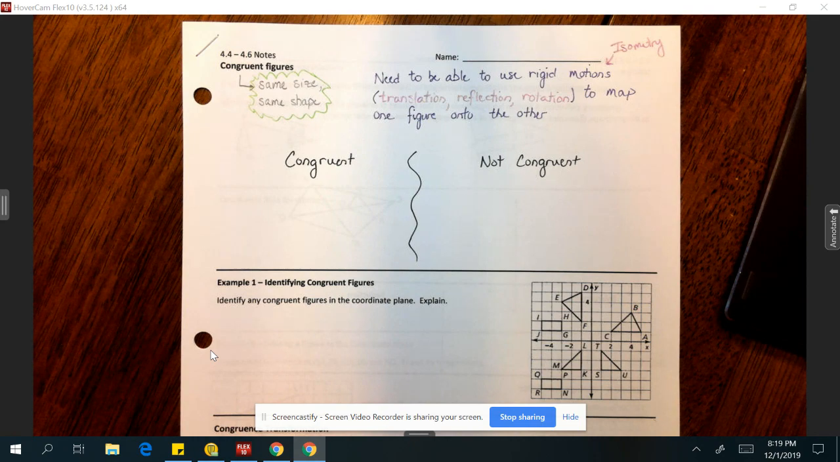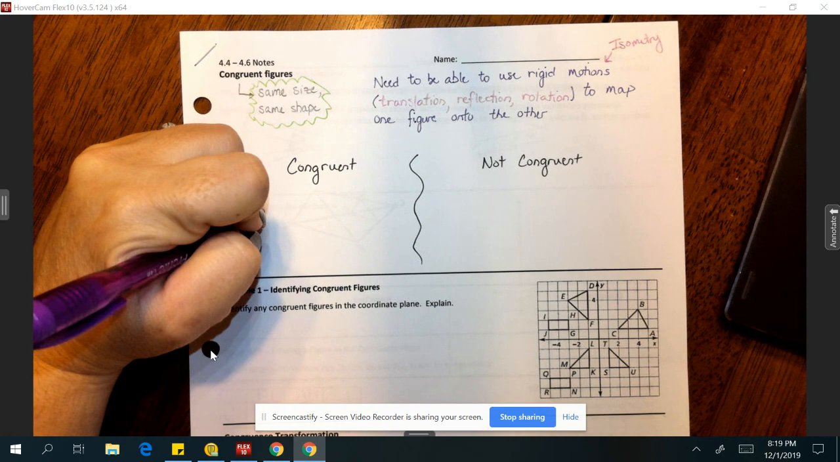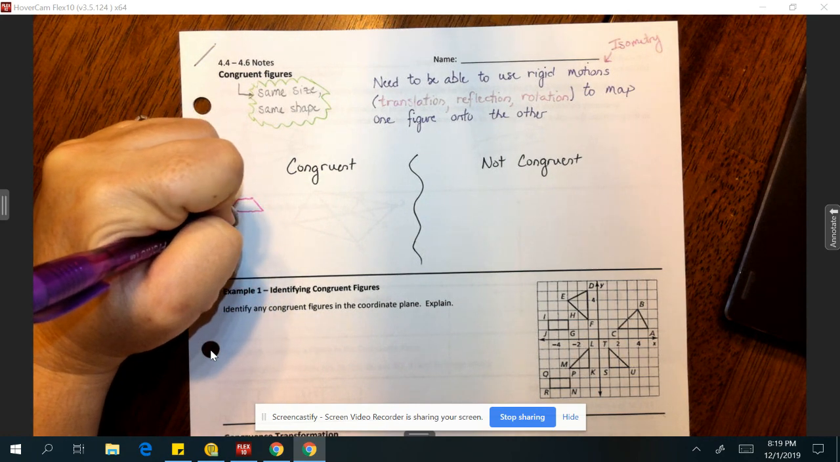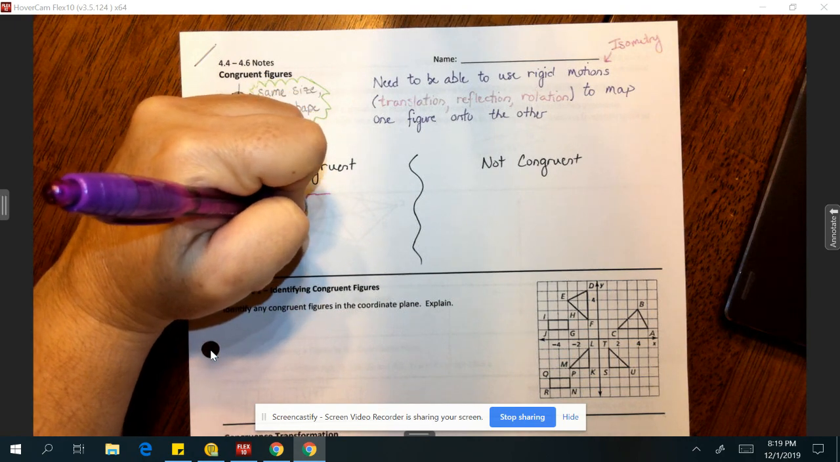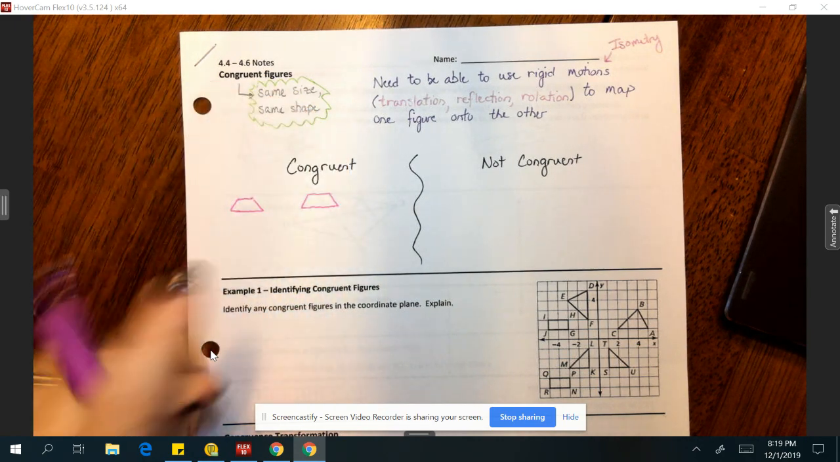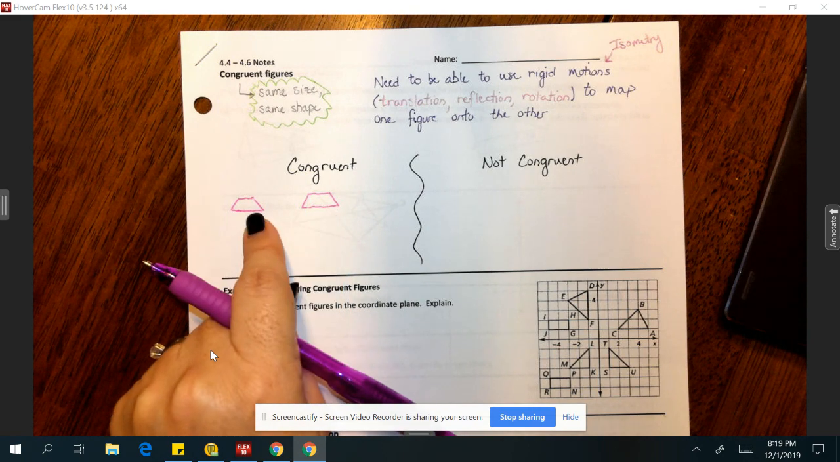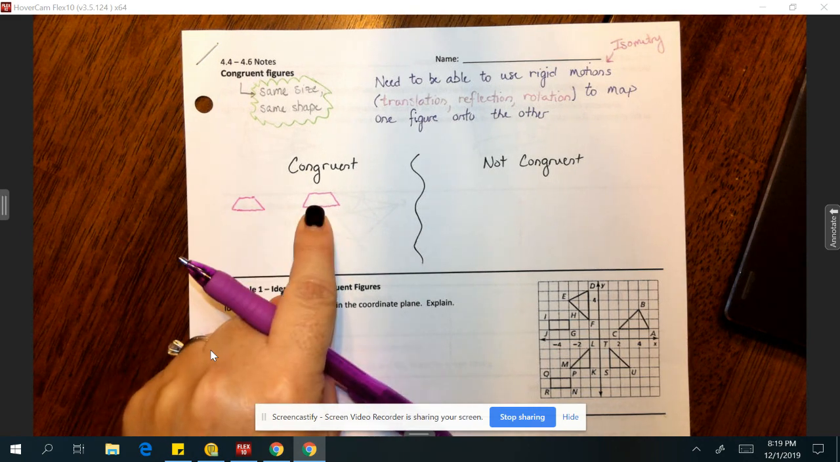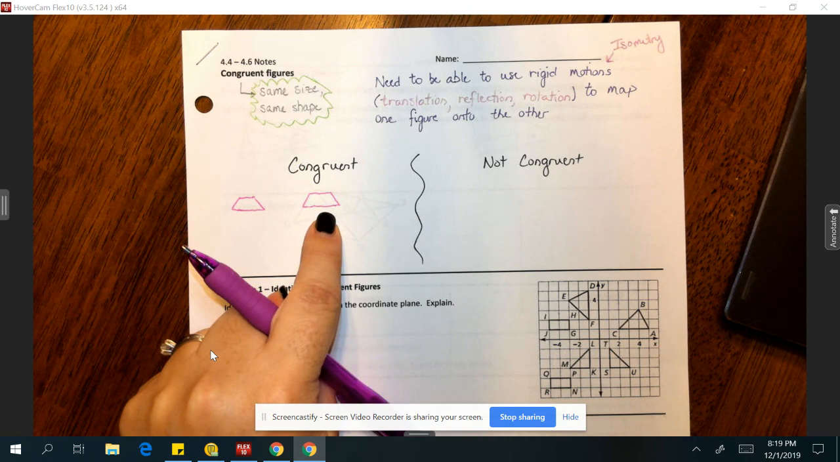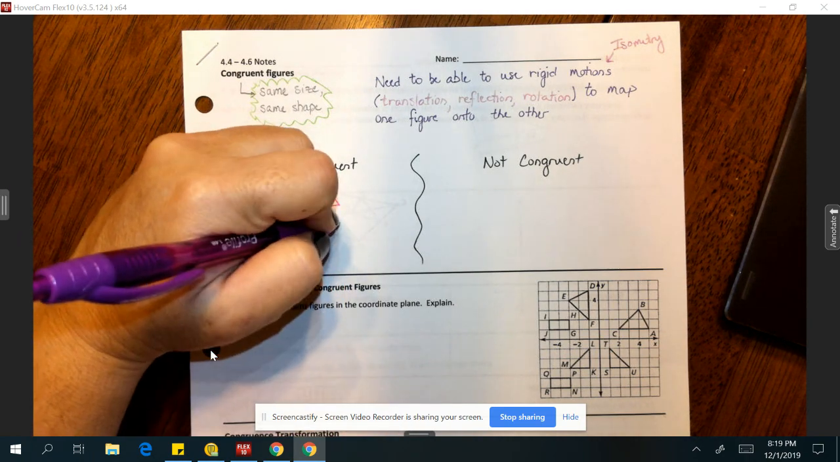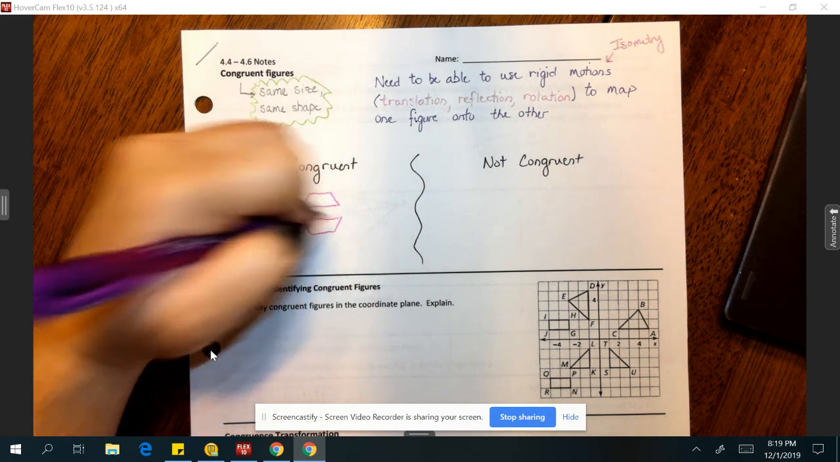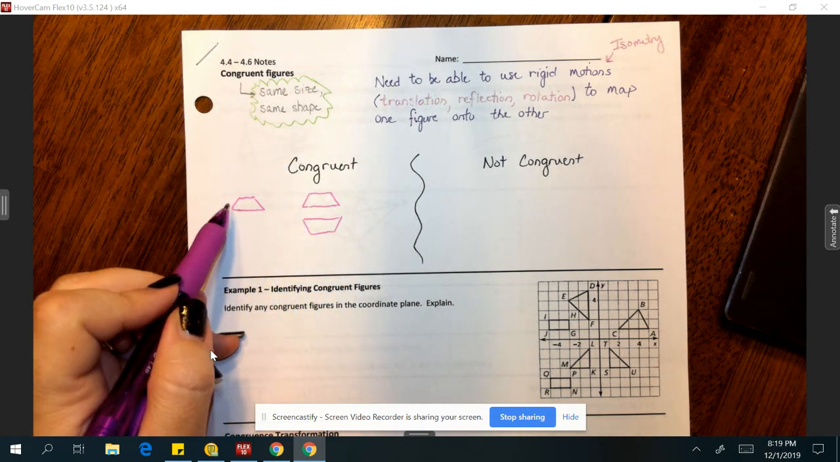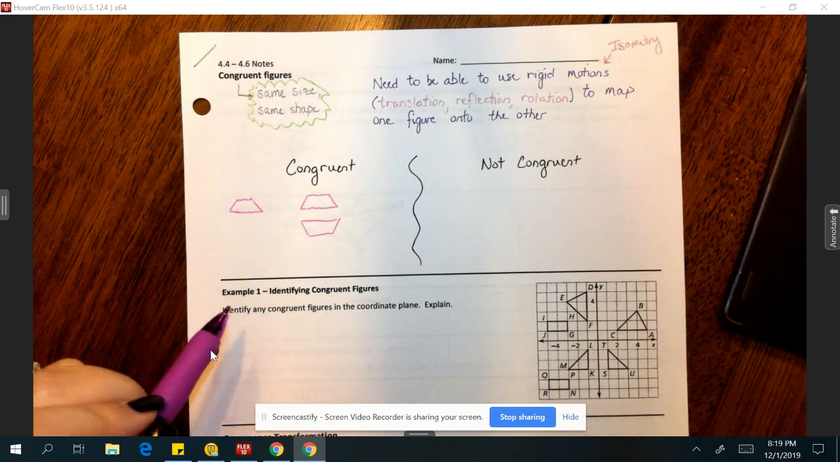So two shapes that are congruent could look like, if I have a trapezoid looking thing here, and I just translate it over to here, I didn't change the size or shape of that trapezoid. It just shifted over here. So these two figures are congruent. You could also take your trapezoid and reflect it. That's another example. And it's still congruent. So these two are congruent. These two would also be congruent by the transitive property.